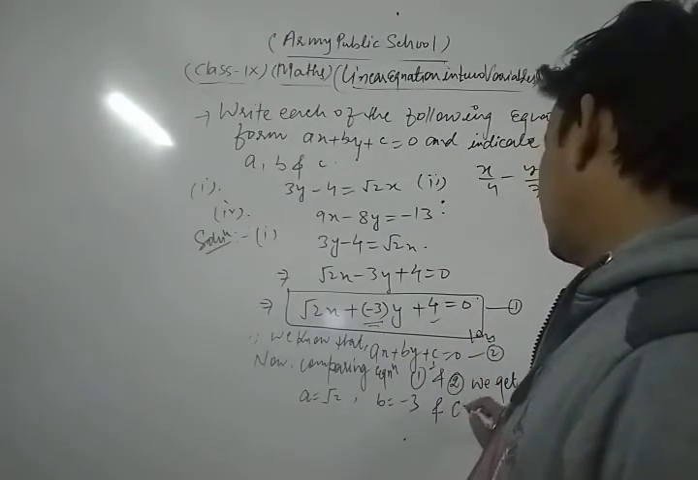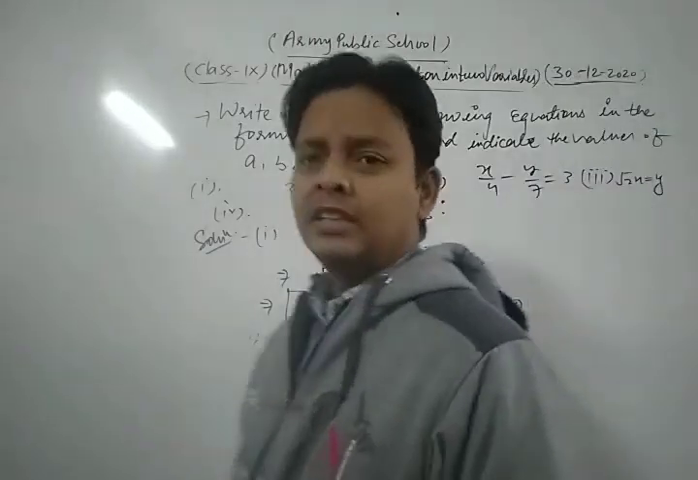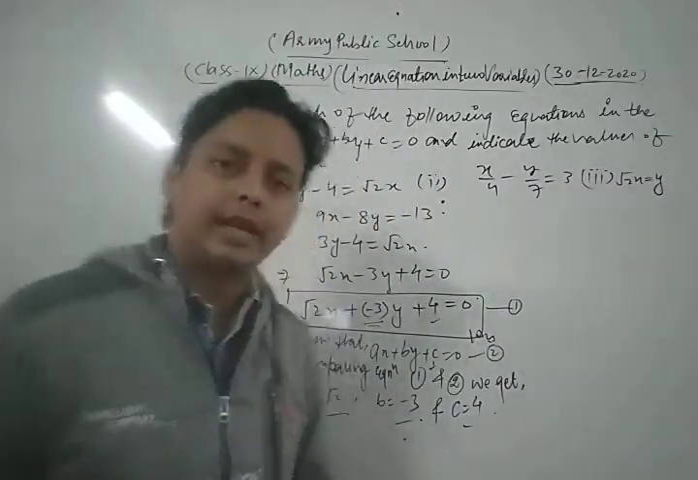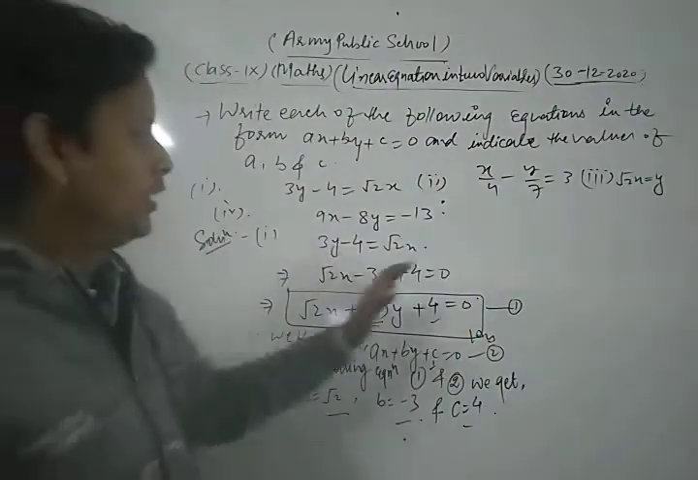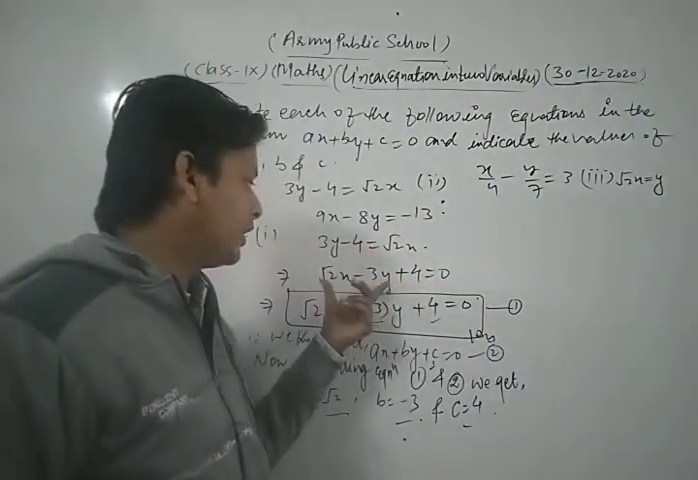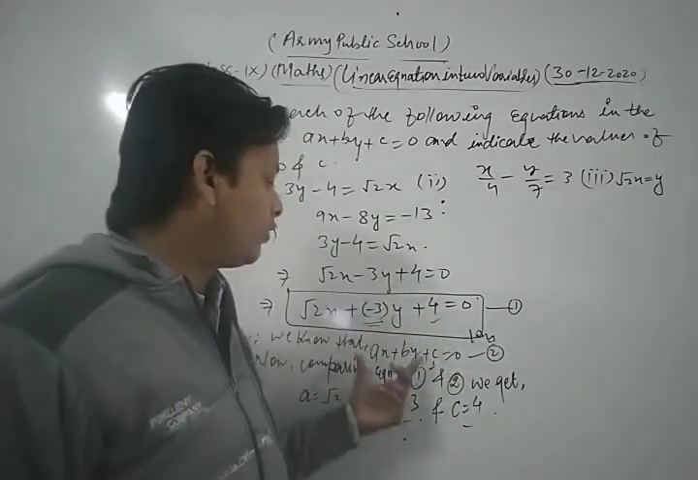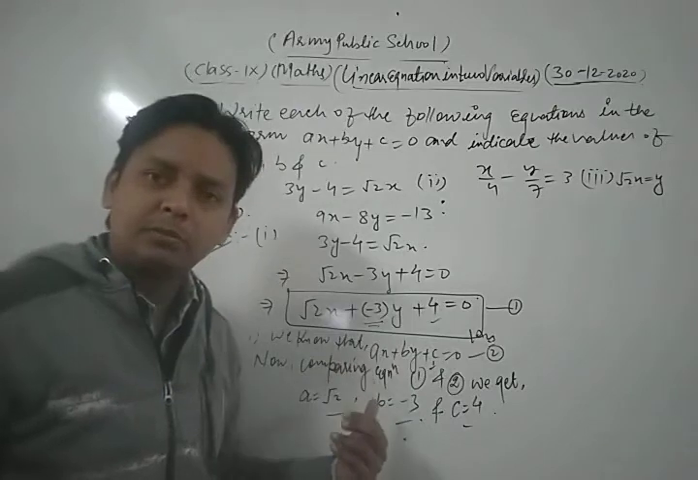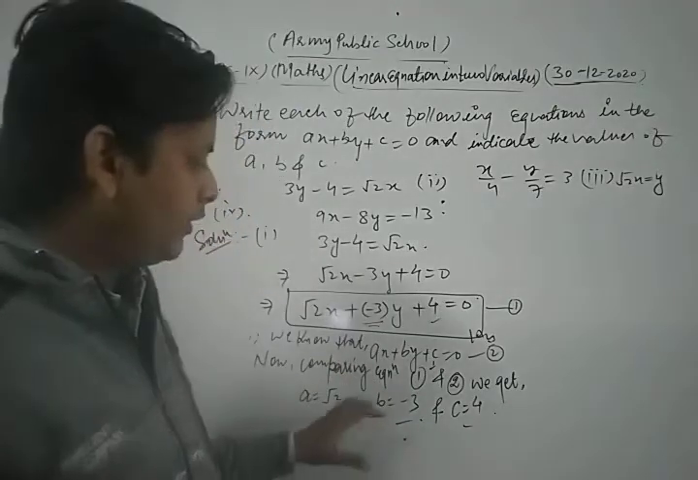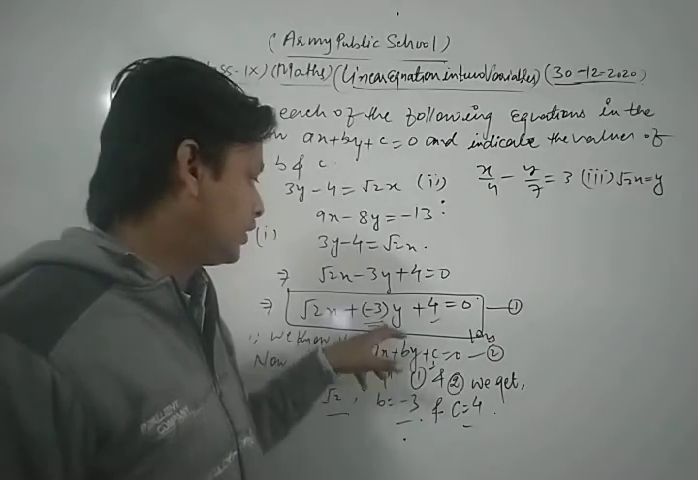4, so c is equal to 4. Thus in this way, dear students, we solve that type of question. First of all, from the question we write the given equation in the form of ax plus by plus c. After that we compare it with the original form of the equation, ax plus by plus c is equal to 0. Then we find the value of a as root 2, the value of b is what?